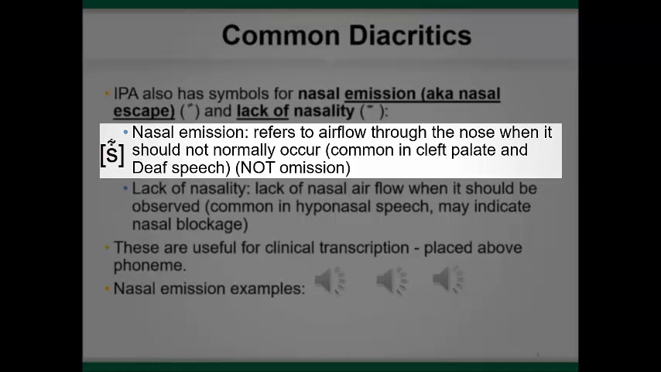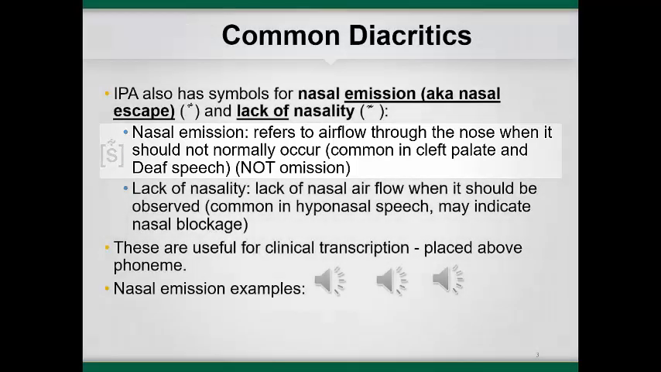The symbol for nasal emission is the tilde that we use for nasalization of vowels, but with two small dots, one on the top right and one on the bottom left. Let's hear an example of speech where we might use this symbol. Here is the phrase again.